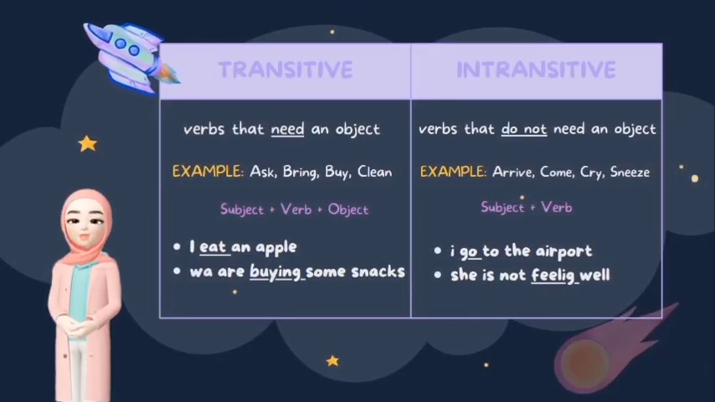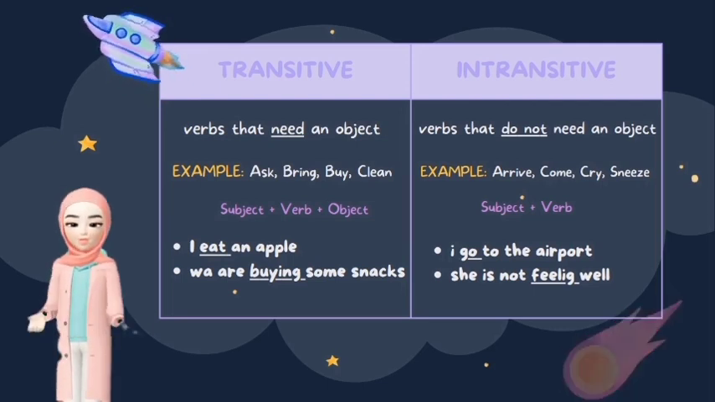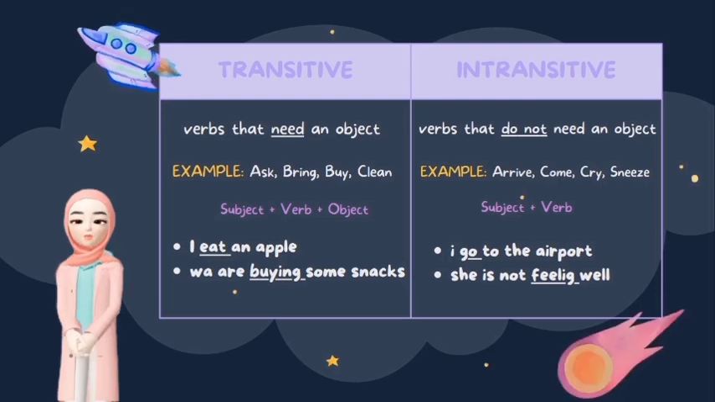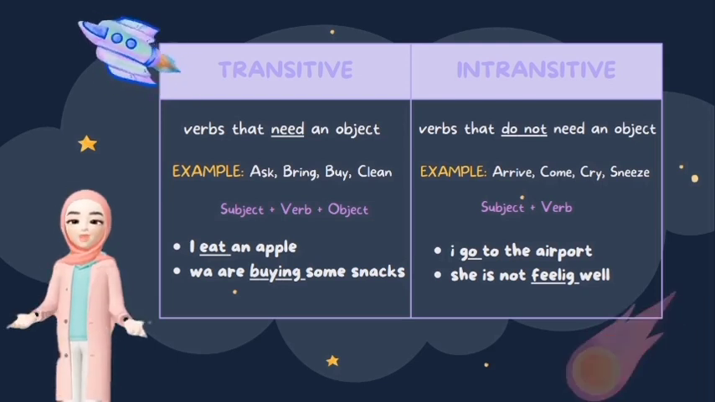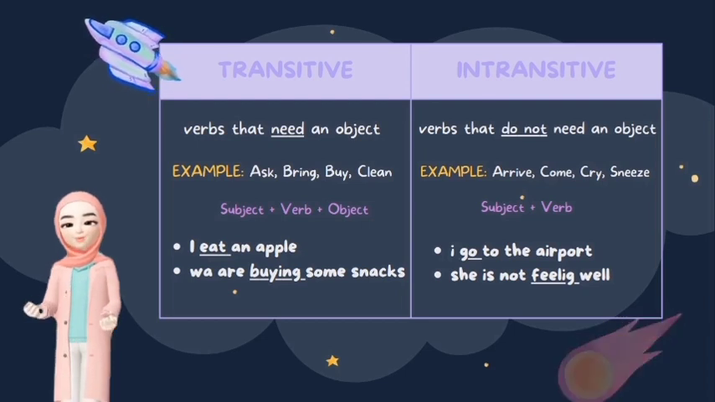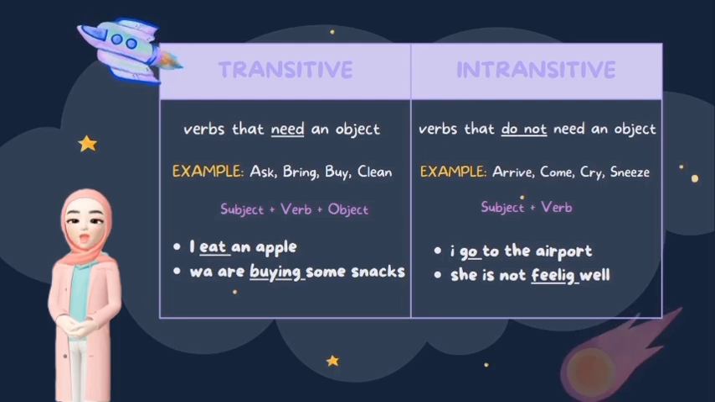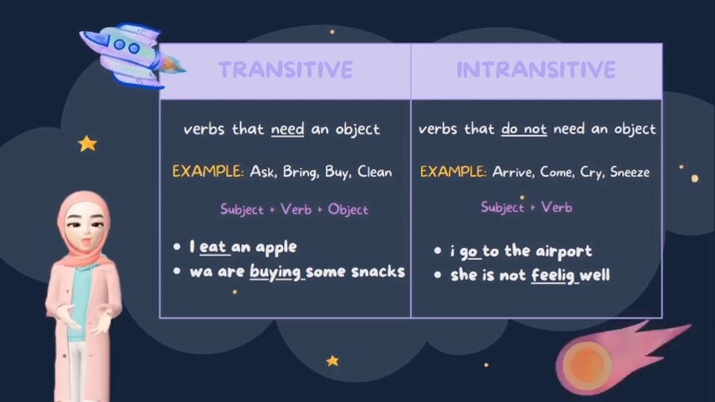So the next are transitive and intransitive. A transitive verb is a verb that needs an object. The transitive verb is a verb that requires a direct object. So after the verb, it must be followed by a noun, either in the form of a noun or pronoun. For example, "I eat an apple." Here, after the verb eat, it must be followed by the object that is subjected to the verb.